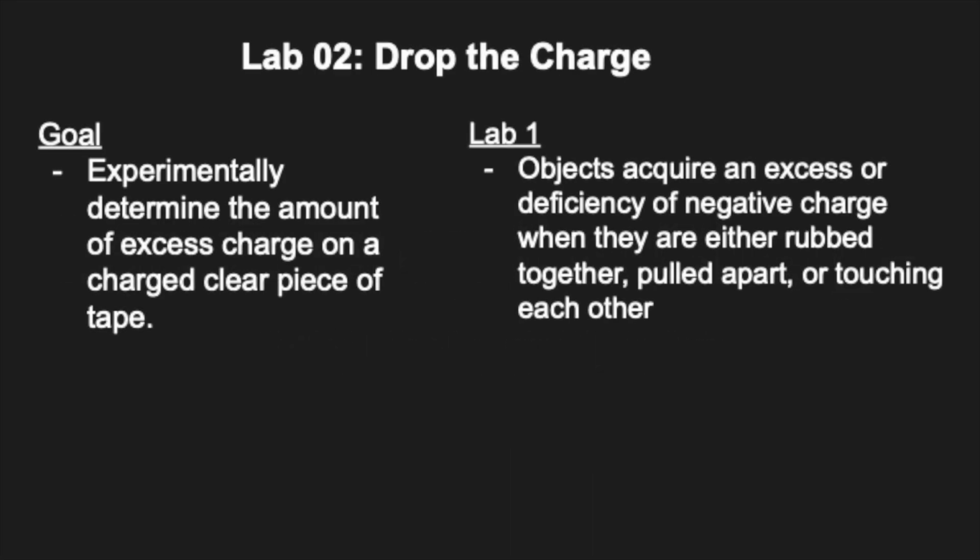Our goal for this lab is to experimentally determine how much excess charge is on one piece of charged clear tape. In the first lab, we learned that ordinary objects can acquire an excess or deficiency of negative charge if they are rubbed, pulled apart, or touch each other. By using this logic, we were able to conduct an experiment to determine the amount of excess charge that is on one piece of charged clear tape.